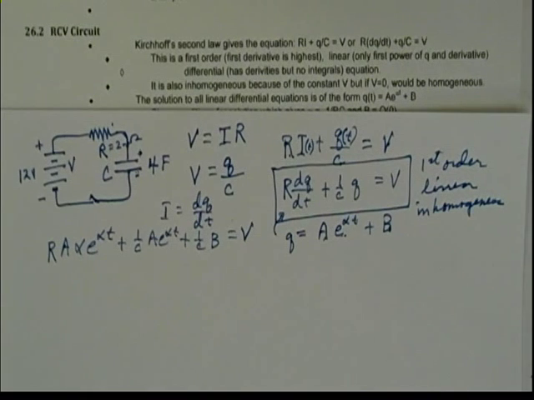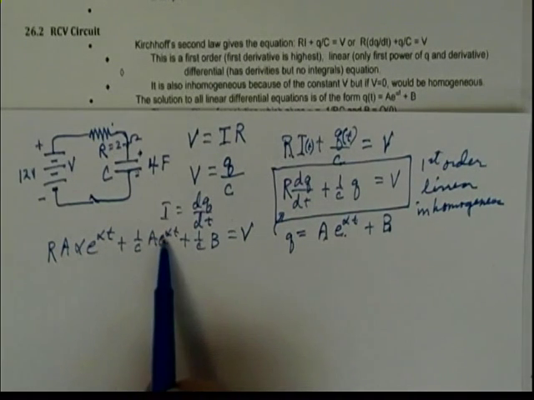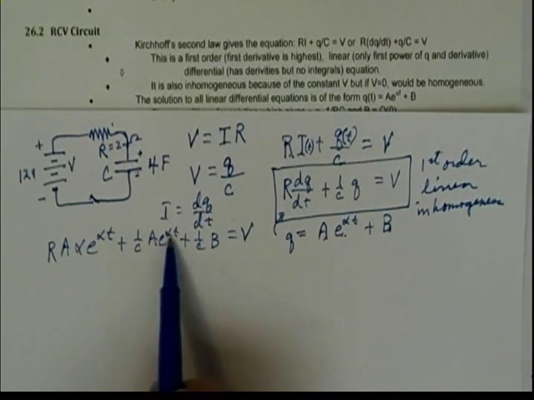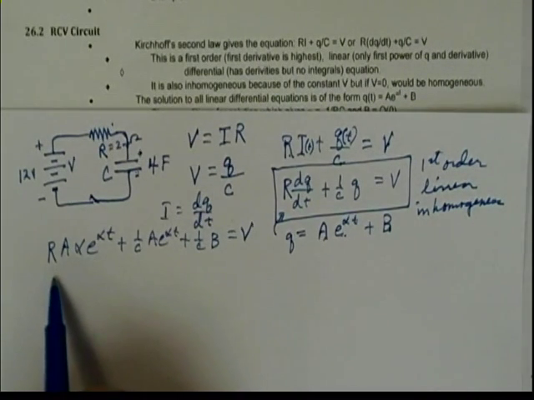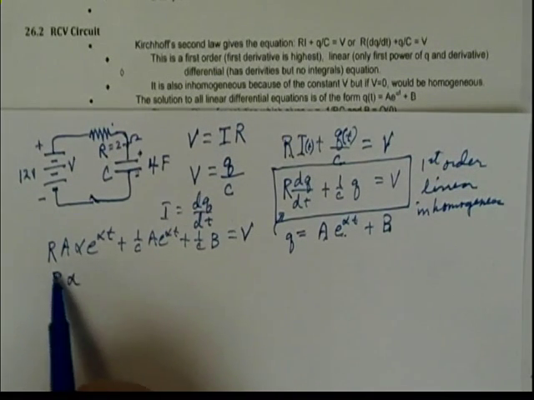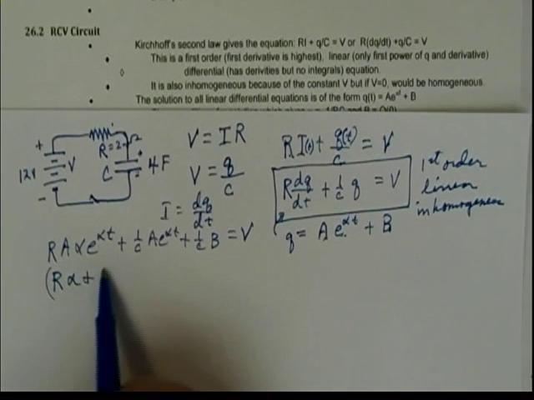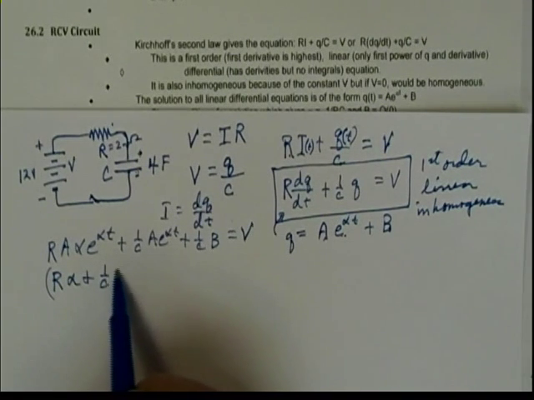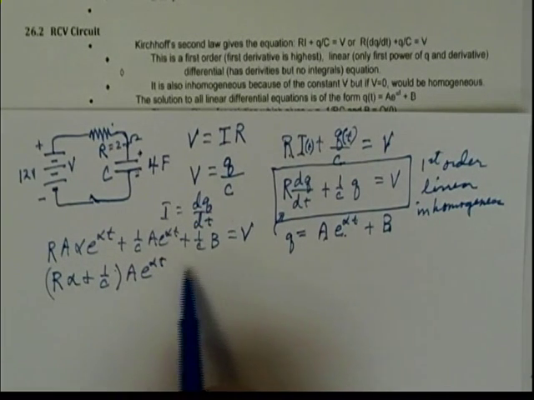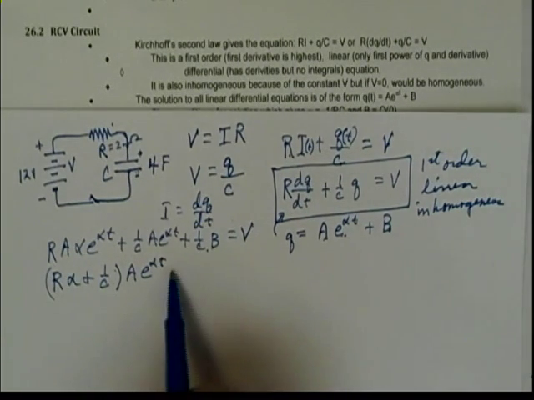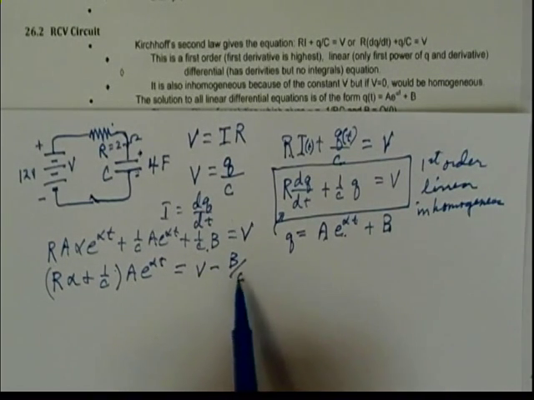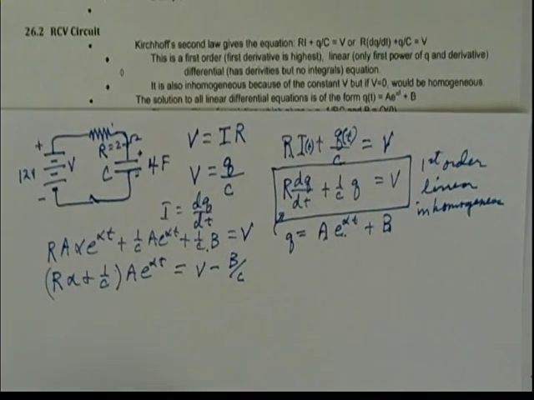Now you'll notice here that there are two types of terms. One depends upon time. We're going to take those two together and factor out e to the alpha t and the A. That will be R alpha plus 1 over C, times A e to the alpha t. I've just factored out this term. I'm going to bring the other term to the far side of the equation, where it becomes V minus B over C.